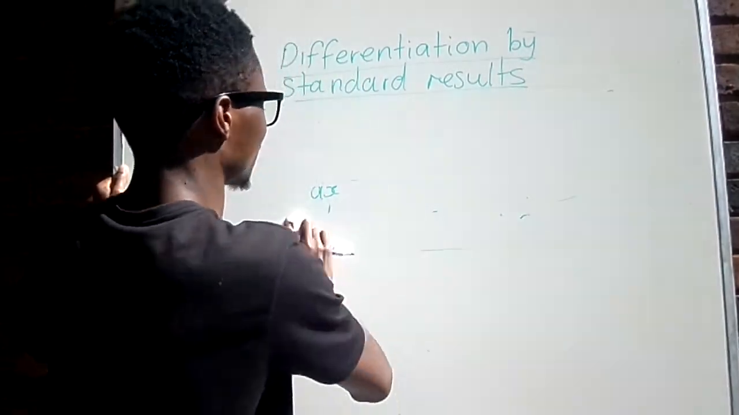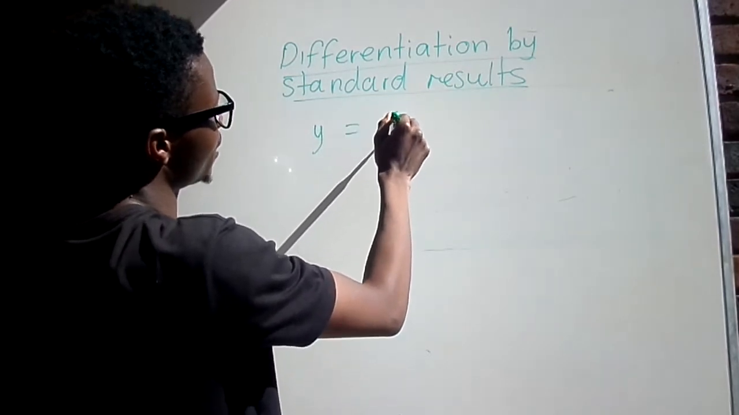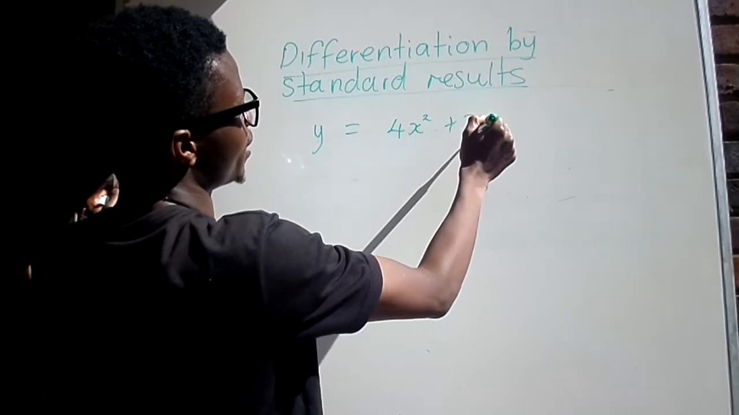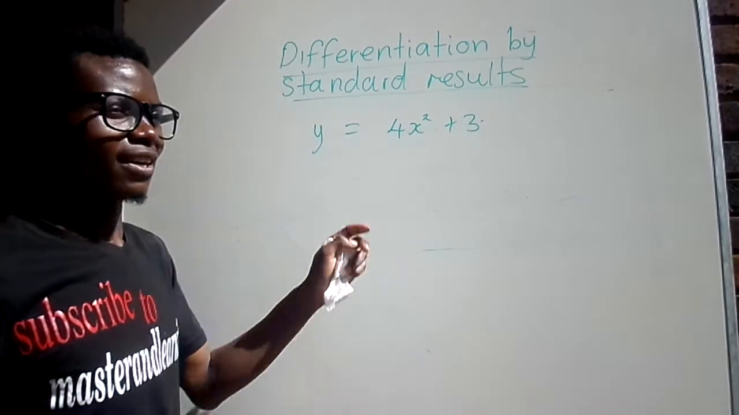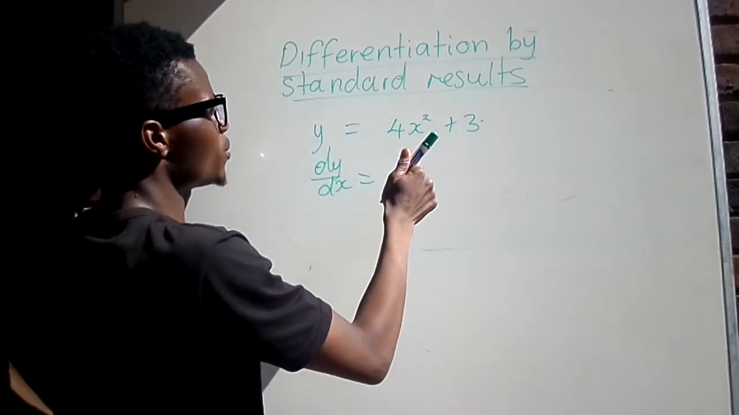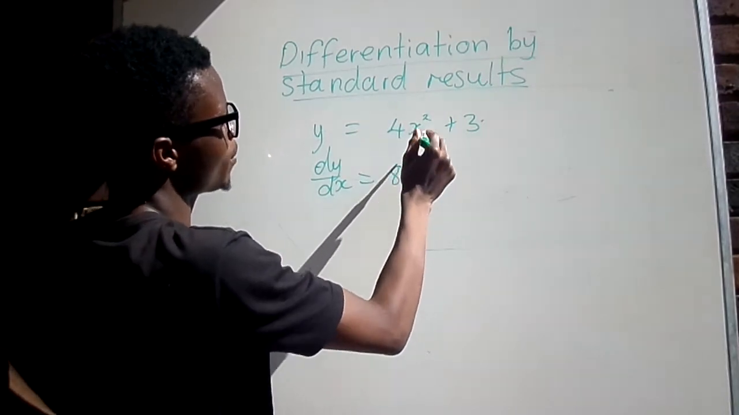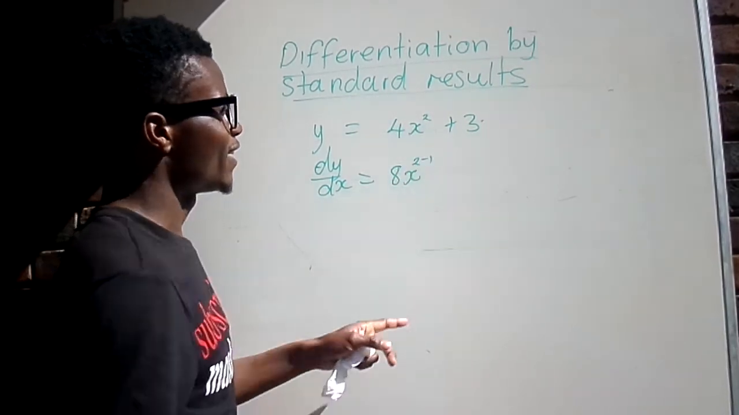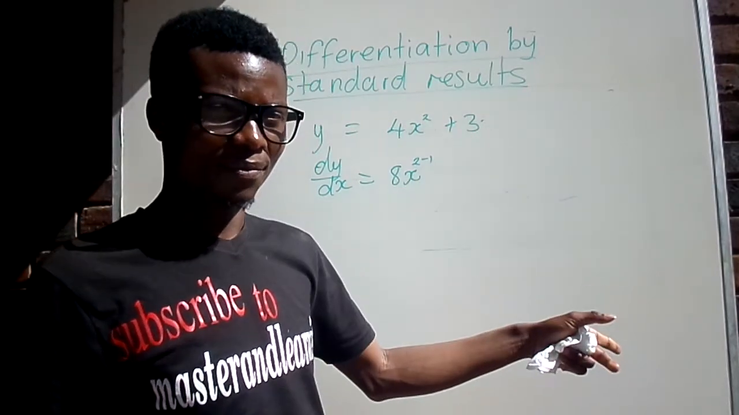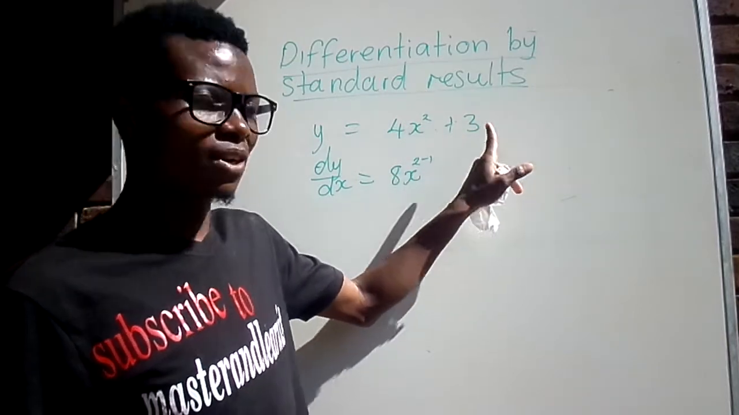We should know that if you say differentiate y is equal to 4x squared plus 3, same principle, dy by dx is equal to exponent times coefficient, 2 times 4, that's 8x to the power of 2 minus 1. Then differentiation of a constant, it's 0. There is no x. This is a constant. So differentiating a constant is 0.